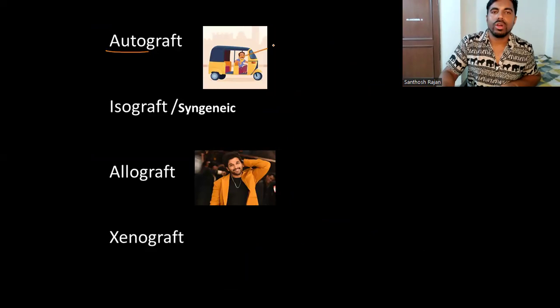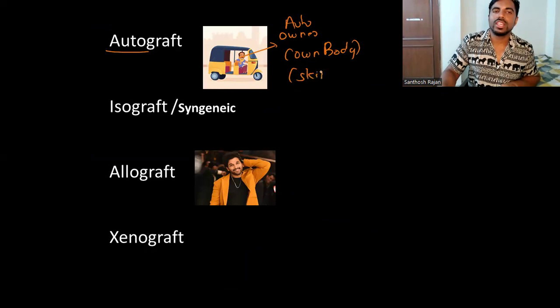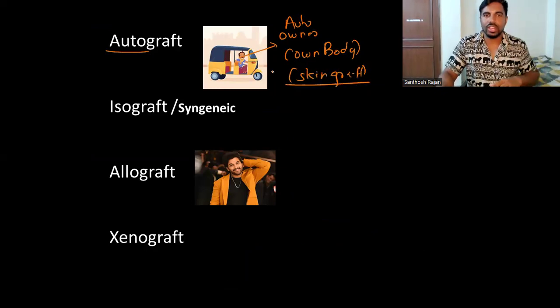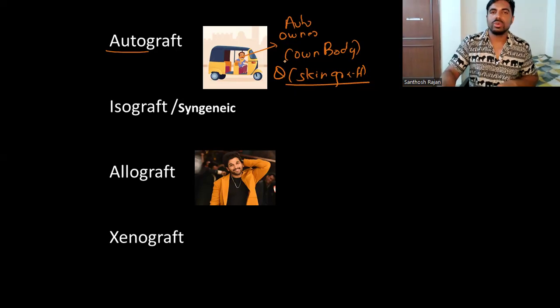Autograft: auto means own body. Auto means owner, he's the auto owner. So auto means own body; the graft is from your own body. Usually, which graft is this? Skin graft. For all skin grafts, we are using autograft only. From our own body, we take skin and put it wherever needed. So skin graft is from our own body, right?